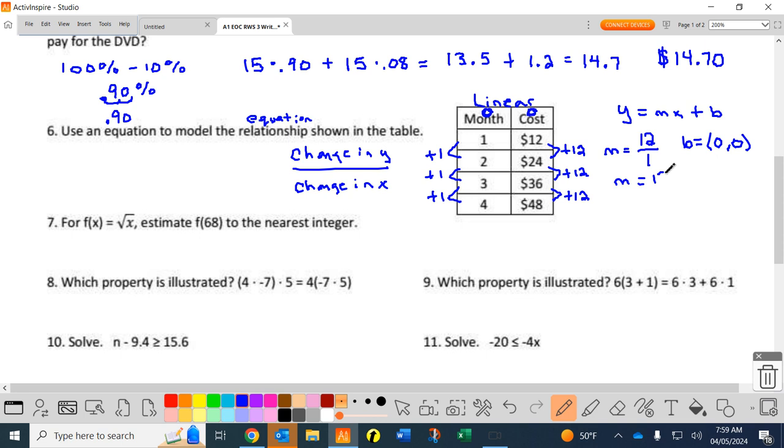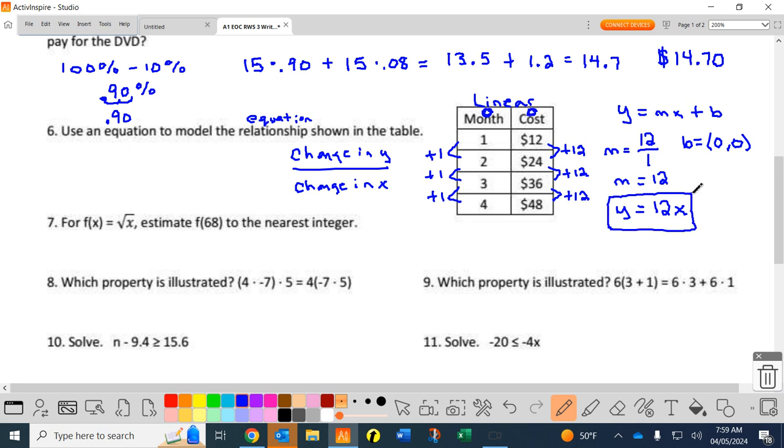Now that we have our m and b, we can easily write our equation. When we write that equation, it's going to be y equals, and our m is 12, so it's going to be 12x. Now guys, it's 0 on the end. You don't write plus 0. That would not be simplified, so we're just going to write it like this. That's the end of that.